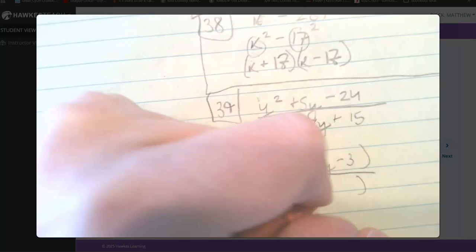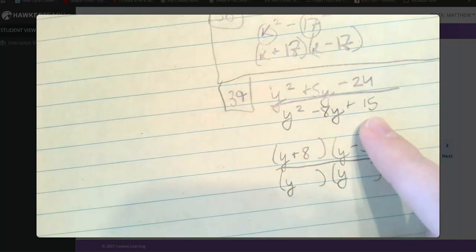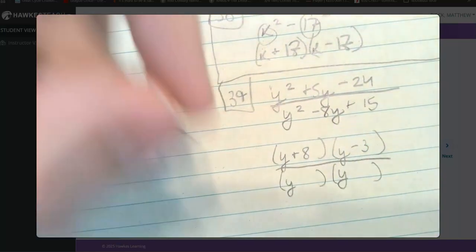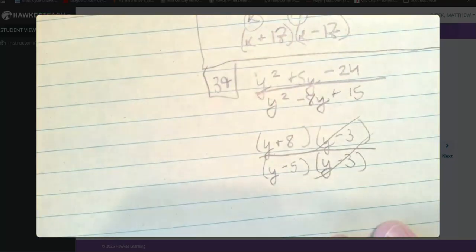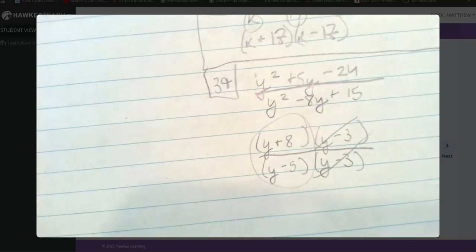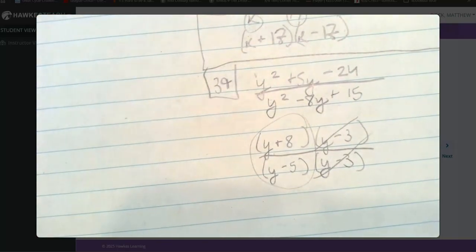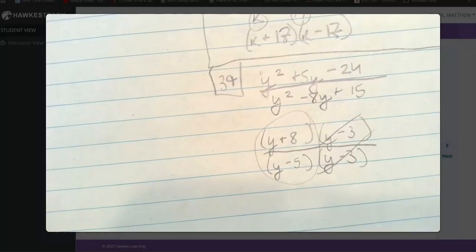All right, and then for the bottom, we're looking for things that multiply to get 15 and add to get negative 8. So that would be negative 5 and negative 3. Then again, you can cancel out common factors. In this case, y minus 3 shows up in the top and bottom, so those can get canceled out. So our simplified form is y plus 8 over y minus 5.